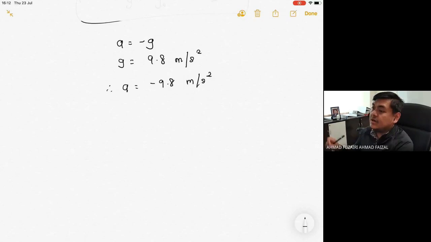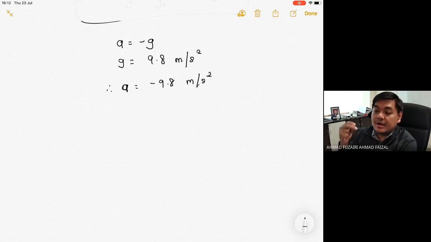Okay, maksudnya dalam keadaan objek tu dibaling ke atas or dibaling ke bawah, jatuh ke bawah dan sebagainya, we still use A equals to negative G because that's what you mean by free fall. Free fall is when the object is in the air with the presence of the gravitational acceleration. Kena faham eh? Object in the air.